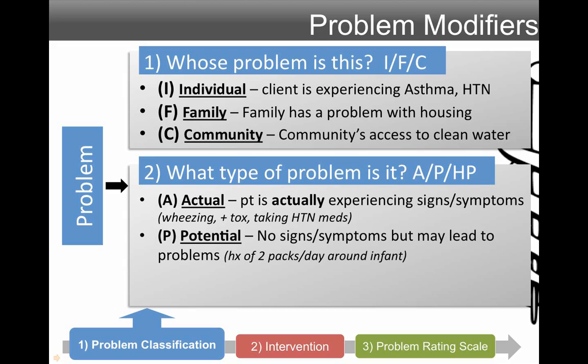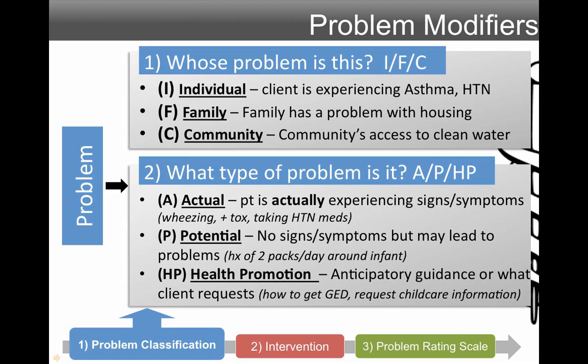A potential problem would be no signs and symptoms, but may lead to problems. Like a client that you have a home visit with has a 2-pack a day habit around an infant. The infant might not have any signs and symptoms or any respiratory problems, but that's not to say that it will not happen. So it's definitely a potential problem for that. And a health promotion problem, we'll rarely use it, but it's anticipatory guidance or what the client requests, like how to get a GED, or they request child care information.